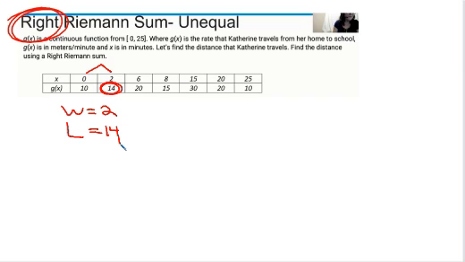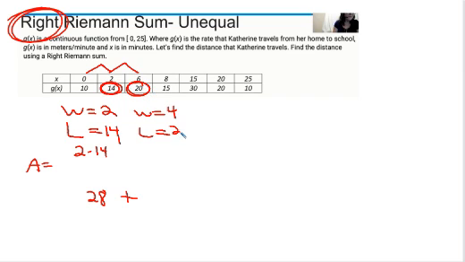So my length would be 14. The area of this first one would be 2 times 14, which is 28. And then on the next one, my width is 4, but my length is the right edge, which is 20. So that's going to be 20 times 4, which is 80, and so on. So when you're doing the right Riemann sum, you're using the right edge for each rectangle. All right?